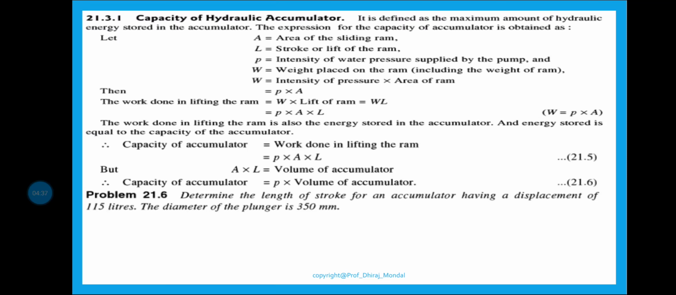Now you need to find the capacity of the hydraulic accumulator. So let us consider area.